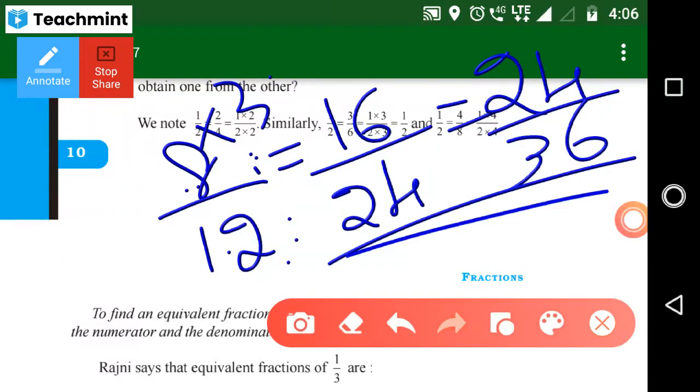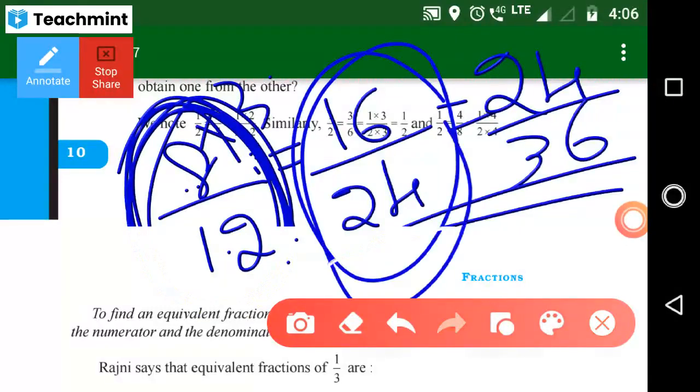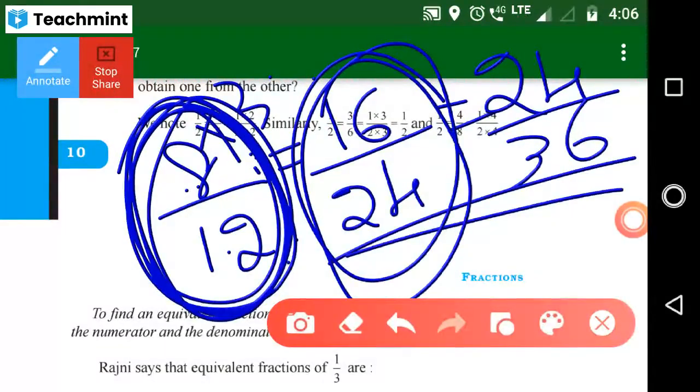Now, whatever fraction they give you, just multiply that fraction only. Don't multiply any other fraction. You just remember what they have given, that one only you have to multiply. So first multiply by 2, you will get one equivalent fraction. Then multiply by 3, 4, 5, 6, 7, then you will get the equivalent fractions. Is there any doubt? No, ma'am. Clear? Yes, ma'am.